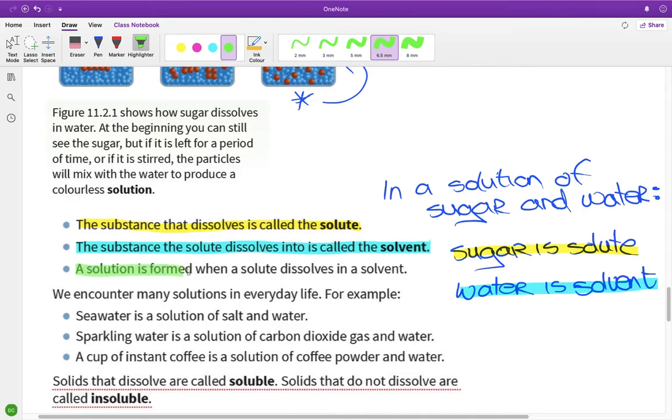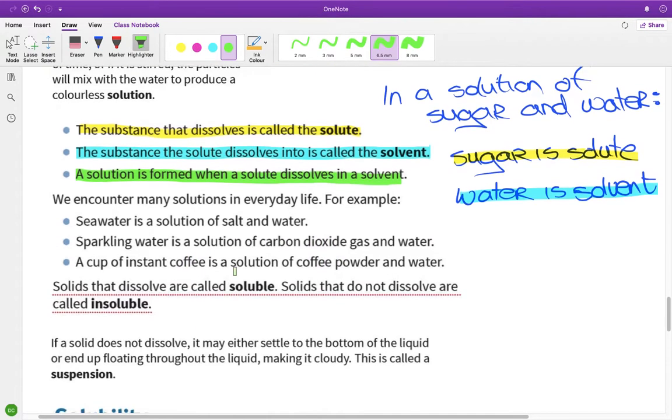So you'll need to take that down. There's a couple of examples here. Seawater is salt dissolved in water, so salt is your solute, water is your solvent. Sparkling water is a solution of carbon dioxide gas and water, where the carbon dioxide gas is dissolved in the water. And a cup of instant coffee is a solution of coffee powder and water, where the coffee powder is the solute and the water again is the solvent. So you can see that water is the solvent a lot.